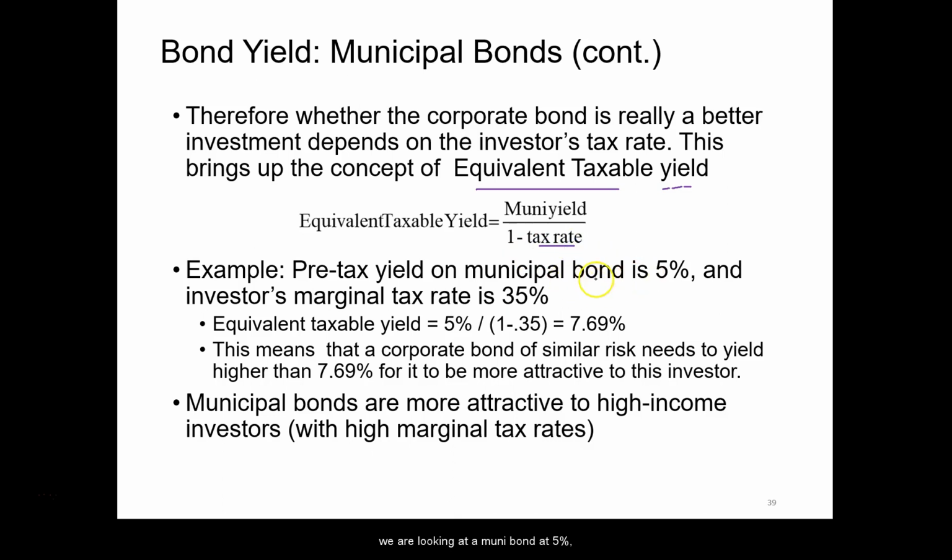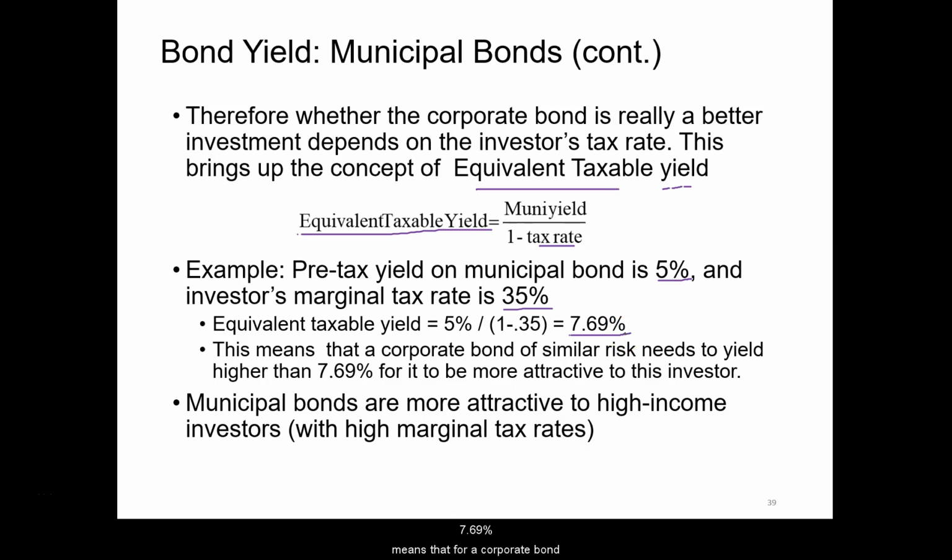For example, we are looking at a muni bond of 5% and an investor whose marginal tax rate is 35%. Then we follow this formula and use 5% divided by 1 minus 35%, we get 7.69%. What exactly does this 7.69% mean? Or say, what exactly is this equivalent taxable yield about?